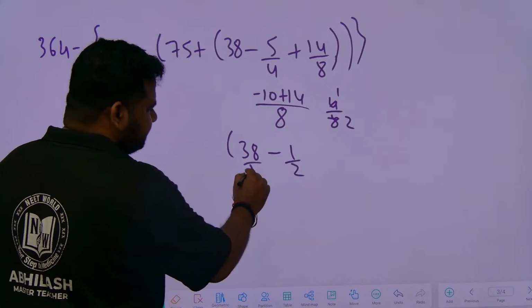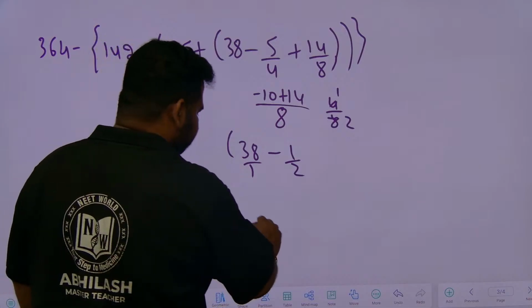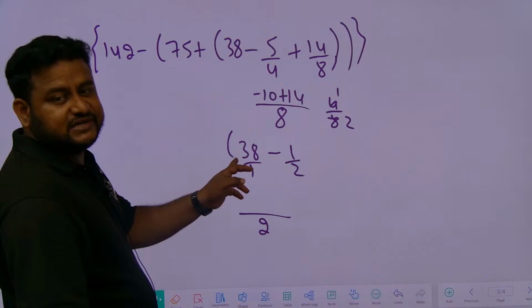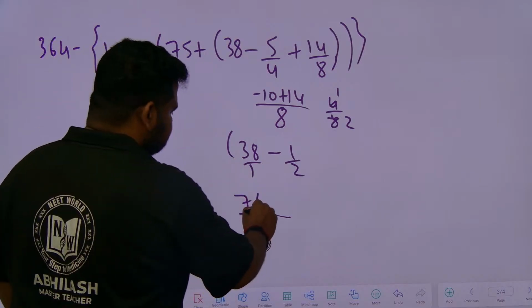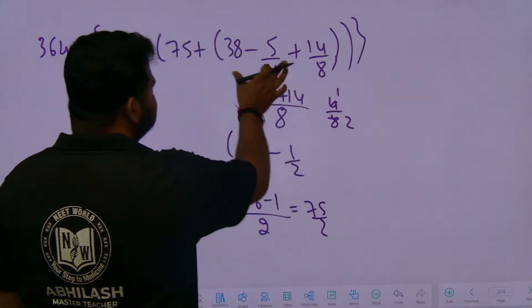Now nothing is there means 1. So 1 and 2, LCM is what? 2 only. 1 will always divide 2. 1 will divide any number. So 2 is the LCM. 1 2s are 2. So 2 into 38 is what? 76. 76 minus 1, that is nothing but what? 75 by 2. So inside the bracket what we got?